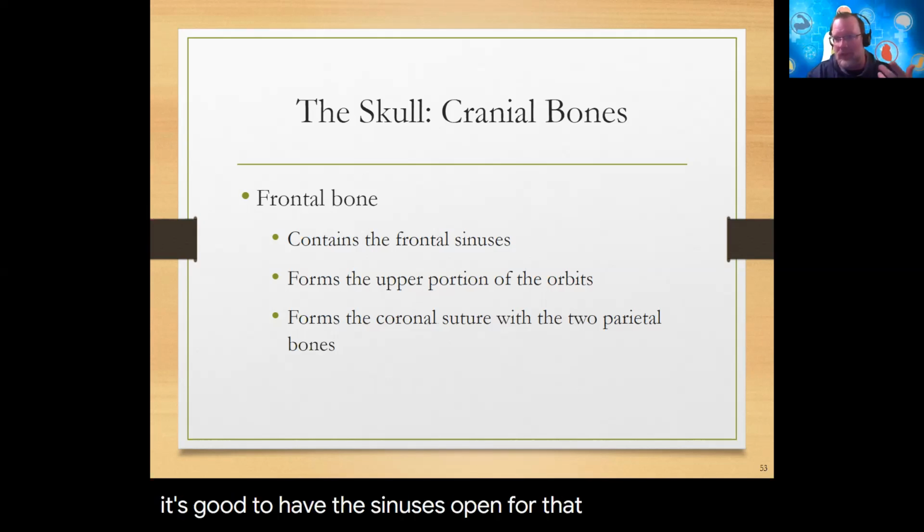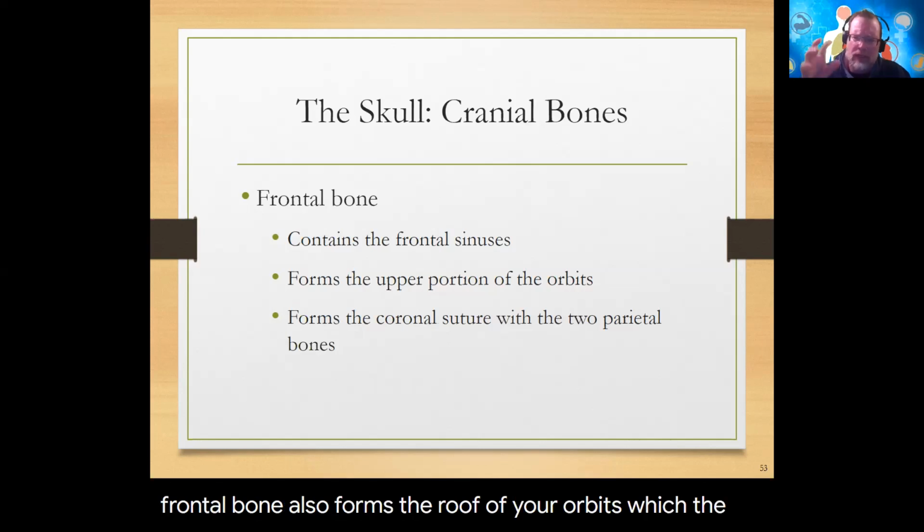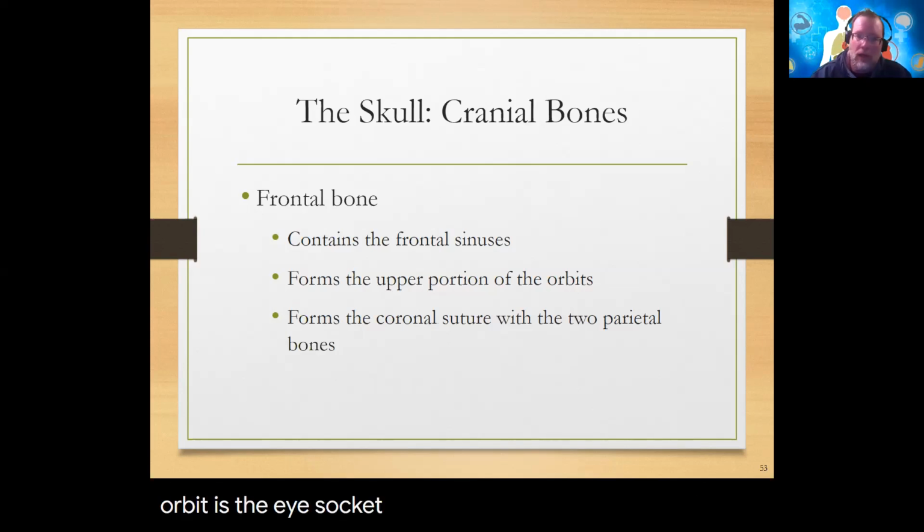for that purpose. So anyway, the frontal or the forehead contains a couple of sinuses. We're going to see 4 bones that contain sinuses. So this is bone number 1. The frontal bone also forms the roof of your orbits, which the orbit is the eye socket. So we do see that as well.